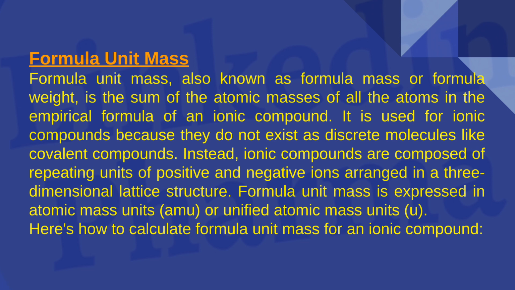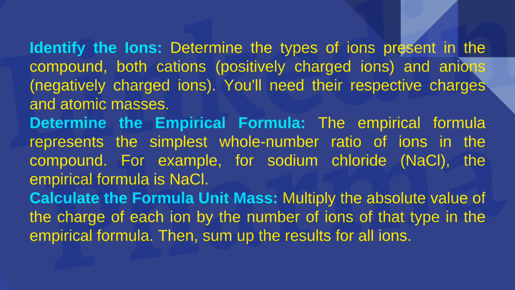Here's how to calculate formula unit mass for an ionic compound. Identify the ions. Determine the types of ions present in the compound, both cations, positively charged ions, and anions, negatively charged ions. You'll need their respective charges and atomic masses. Determine the empirical formula. The empirical formula represents the simplest whole number ratio of ions in the compound. For example, for sodium chloride, the empirical formula is NaCl.